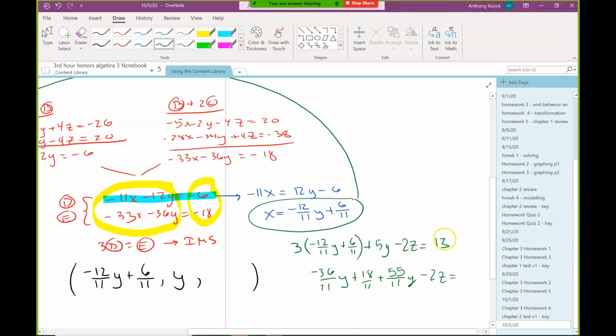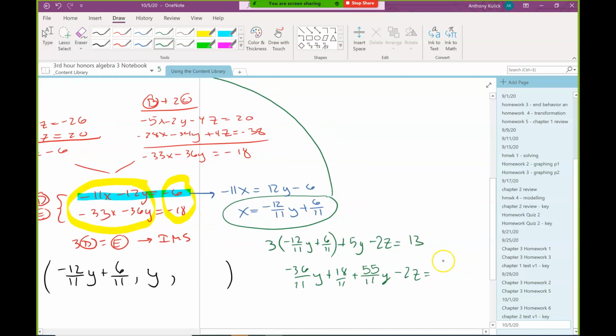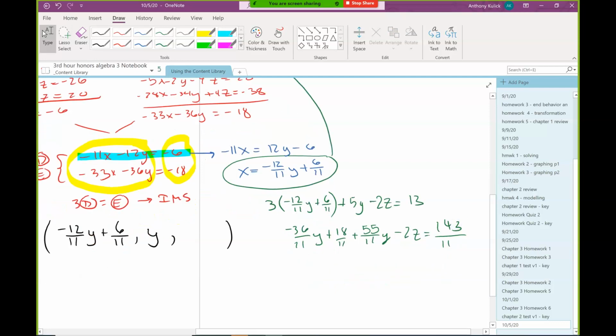And eventually I'm going to have to combine this 18 over 11 and this 13. So again, let's make a common denominator. So 11 times 13 is 169. Is that right? Let me check real quick on the calculator. Oh, way off. 143.